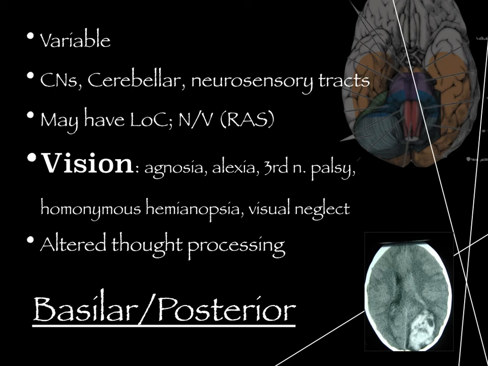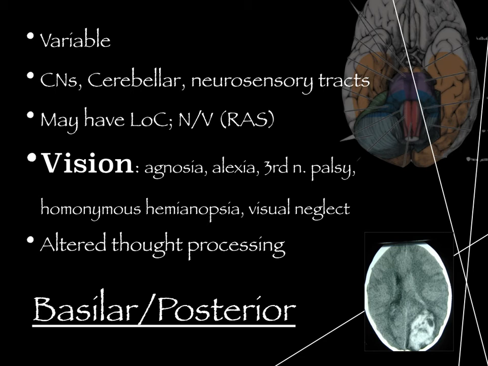Once again, including the posterior cerebral artery, you can have cranial nerve deficits. This is usually more brainstem, cerebellar, because of the cerebellar peduncles where they feed in. If this is a hemorrhagic stroke, for sure you can see cerebellar problems. This can affect the neurosensory tracts. These people certainly can have loss of consciousness from one of two reasons. One, if it affects the reticular activating system, but the other is if you get edema. The edema can actually cause compression of nearby areas. It can also cause herniation, which again can compress particularly the reticular activating system.